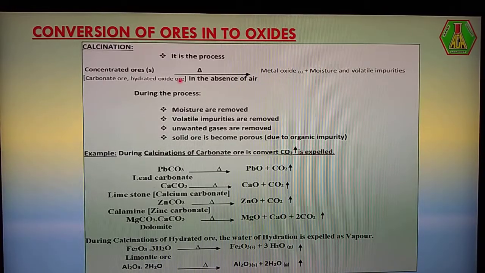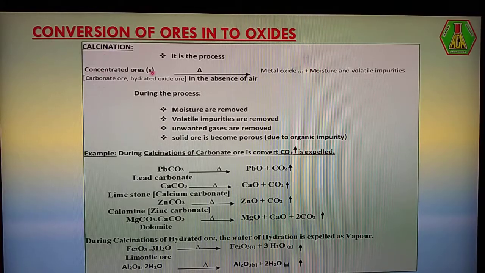Here we already discussed the first topic, roasting. So now the second topic is also where a concentrated ore is converted into oxide. This process is called calcination. Just see the pneumonics concept. What type of ore is involved in the calcination process? Our concentrated ore belongs to carbonate or hydrated ore. Now we are introducing the calcination process.